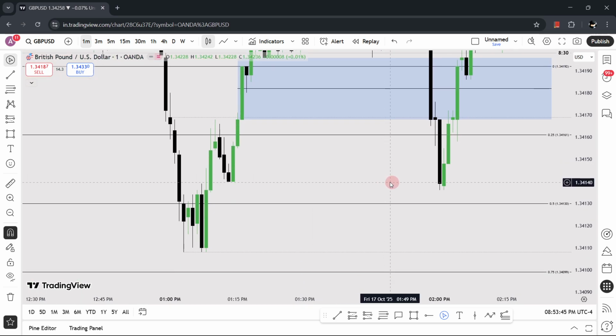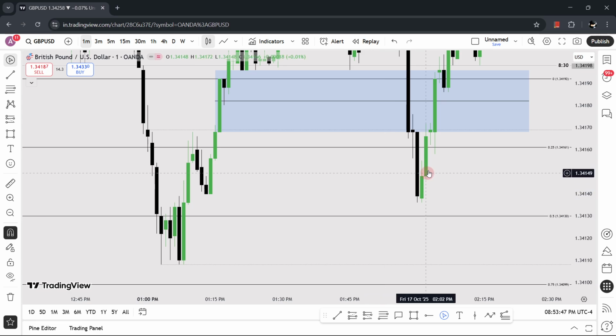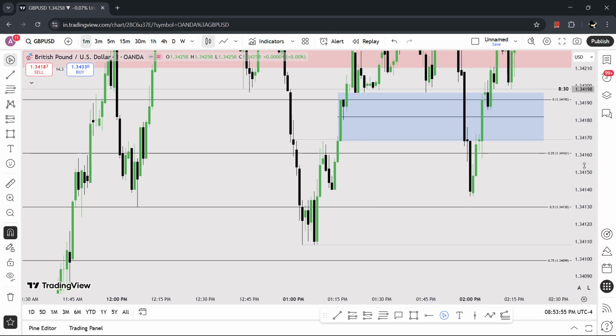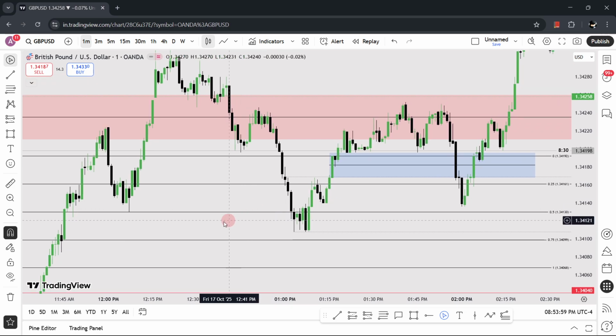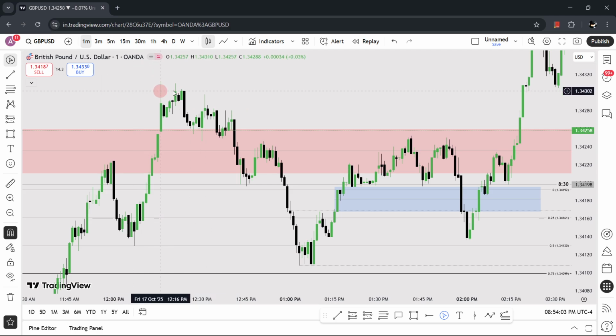Where will you put your stops? Anywhere below this candle, or you can put it at the low of this candle, because it's coming from a low and a 15-minute fair value gap. So that 15 minutes is there to take out all the liquidity up high here.